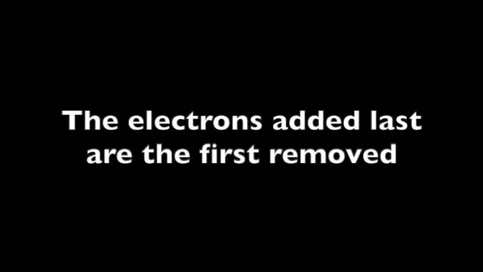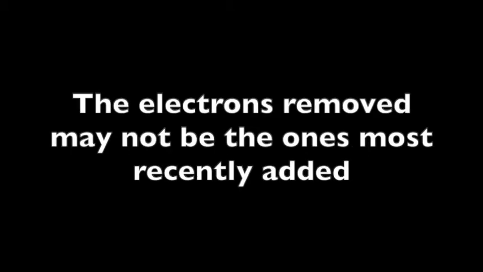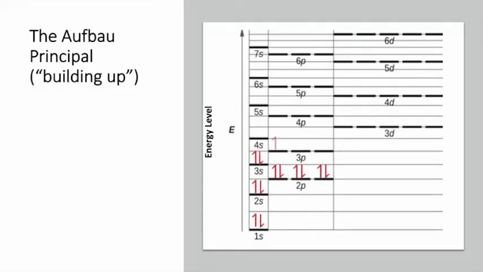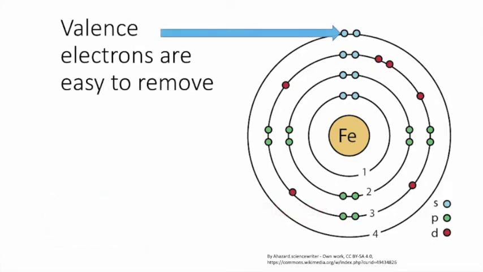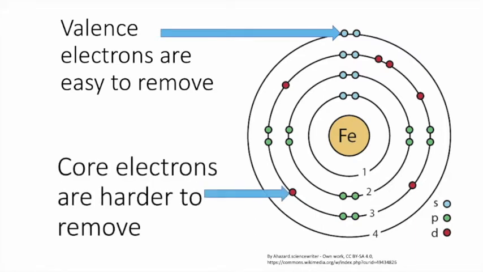For atoms in the first 3 rows, it's not too difficult because here the electrons that were added last will be the first ones removed. However, when you get to the 4th row, especially when you get to those transition metals, the electrons that need to be removed may not be the ones that were most recently added. For example, although the 4s electrons fill before the 3ds, the 4s electrons are outer electrons, and the outer electrons, the valence electrons, are going to be the ones that are removed first because they're easier to remove than the core electrons. Let's look at some examples.